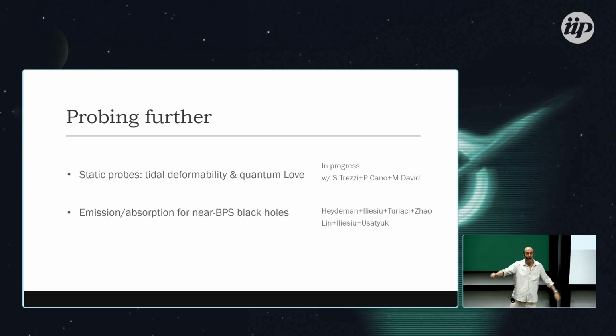But you can also use other fields to probe the black hole in different ways. For instance, the tidal deformability. This gives rise to what's known as Love numbers. So we're studying quantum Love. We work with Stefano and also with Pablo Cano and Marina David. And we're still undecided whether black holes can have quantum Love or not. The jury is still out, but we'll figure it out. And then, as I told you, the case where you're near BPS is also very interesting, and that has been studied in these papers recently. But I'm not going to go into that.